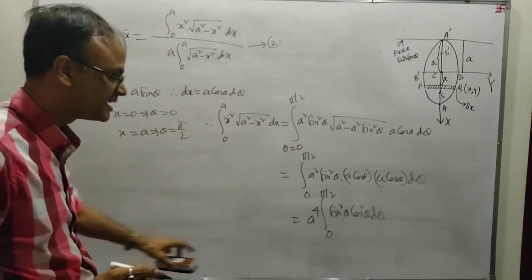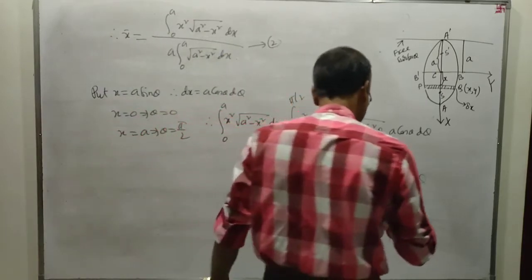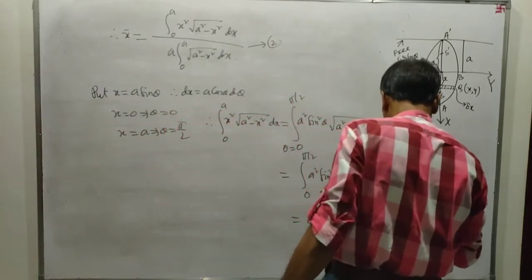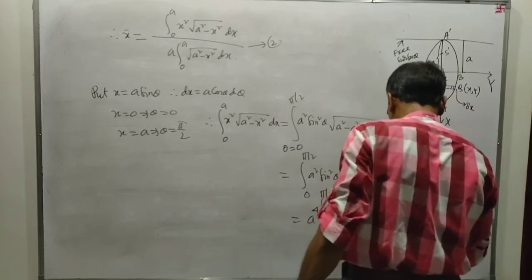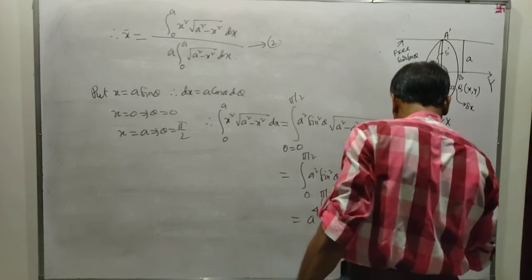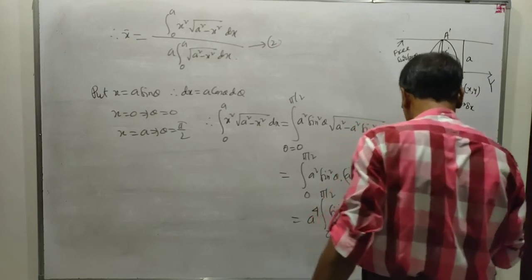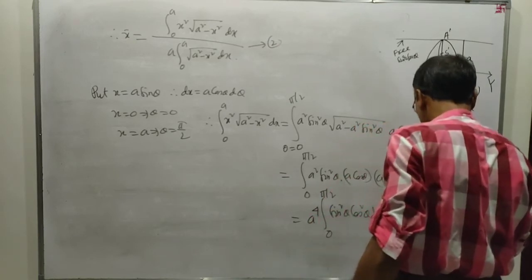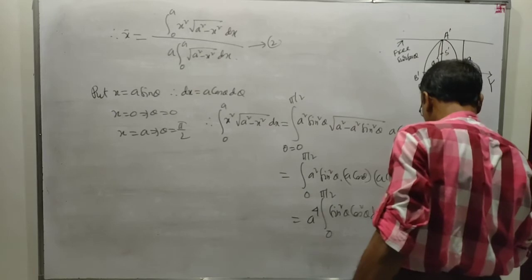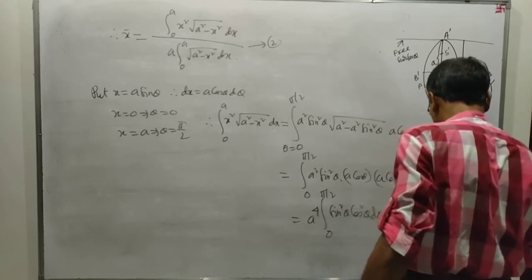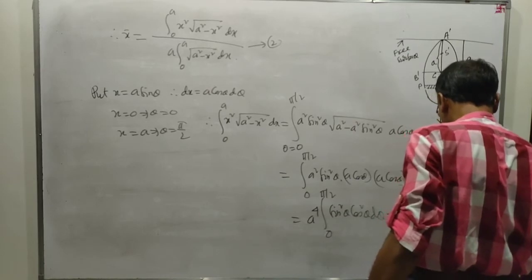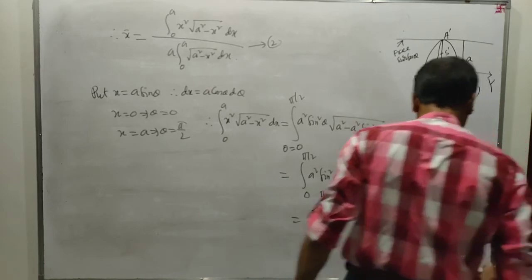Sin square theta cos square theta, it is very easy. This is equal to a to the power 4 times (2 minus 1)(2 minus 1) divided by (2 plus 2)(2 plus 2 minus 2), the integral from 0 to pi by 2 of (sin square theta cos theta)^0 d theta. It will be like this.